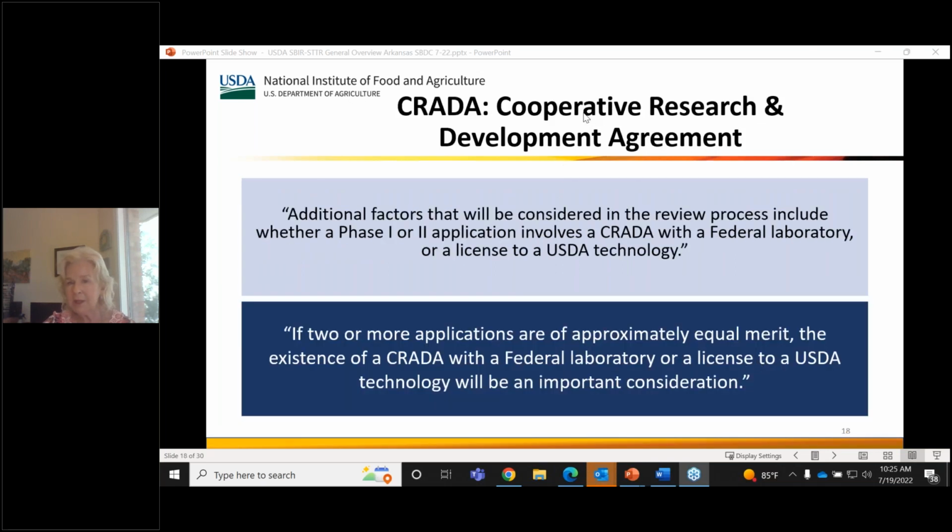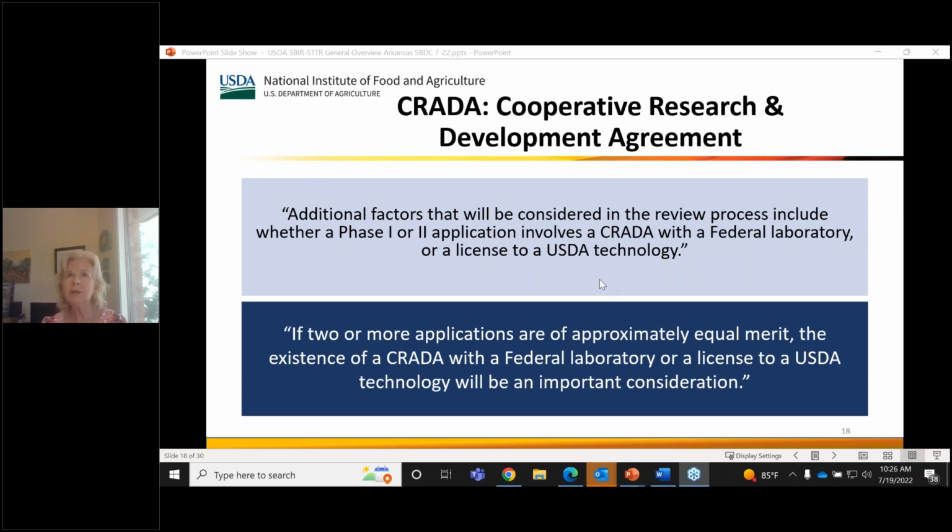So going back to that credit agreement, if two proposals are assessed to be of equal merit by the peer panel, then the one with the credit agreement will actually have an advantage, and that will be the one who is awarded. So they're very important agreements to have.